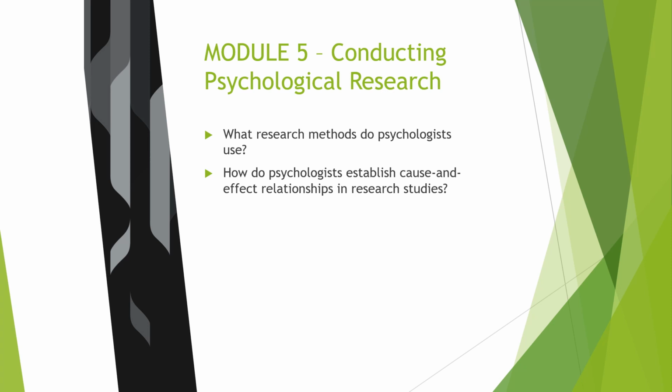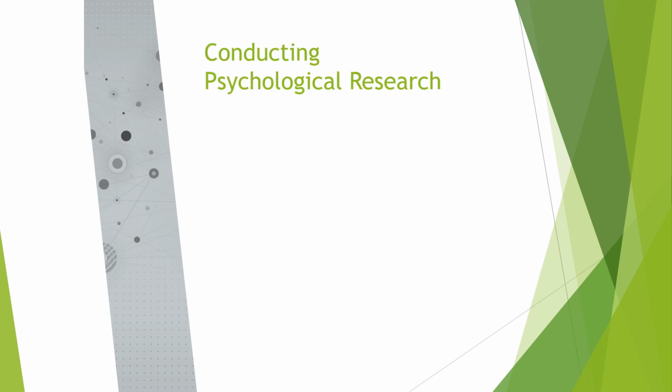And so the second question that we're answering here in Module 5 is: how do psychologists actually establish the cause and effect relationship to show the two variables are related to each other, meaning that one caused the other one? Okay, so let's get started with Module 5. And the first thing we're going to talk about is conducting psychological research.